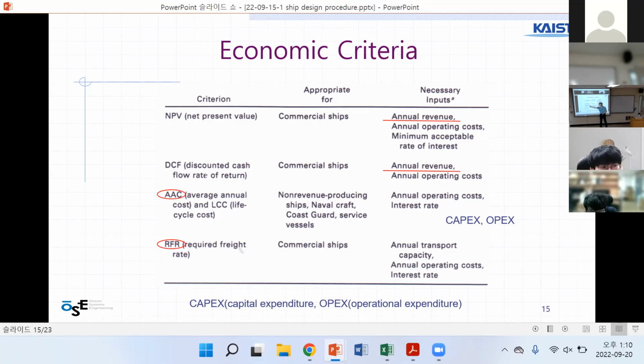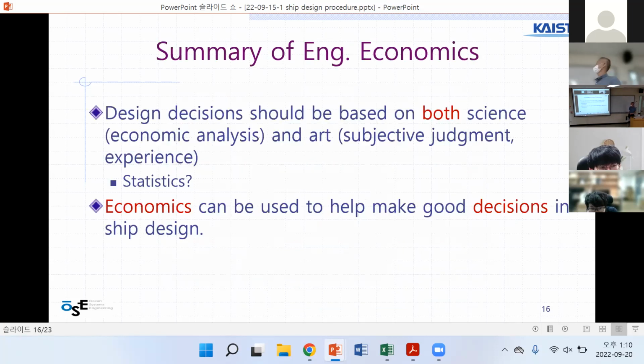Together, they can be an average annual cost. So there are complications. To summarize again, design decisions should be based on both science and art. The science here is the economic analysis. What can be the ROI? What can be the money I can earn from my investment?